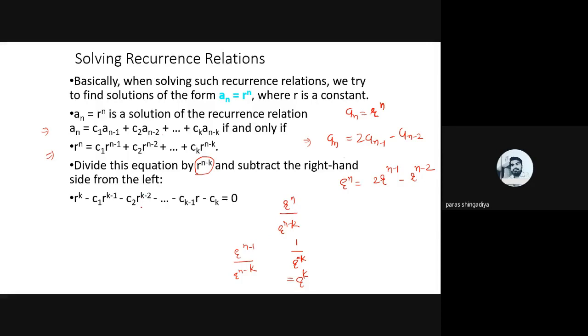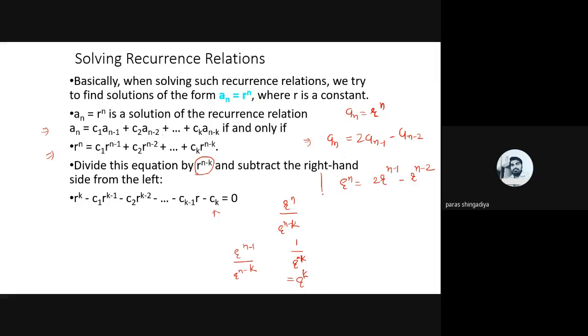Okay, and here the second term will be r raised to k minus 2. The third term will be in the last term, r raised to n minus k divided by r raised to n minus k. So this will be removed, and the remaining term is only ck. Okay, so it is r raised to k minus c1 r raised to k minus 1 minus c2 r raised to k minus 2 minus up to minus ck is equal to 0.